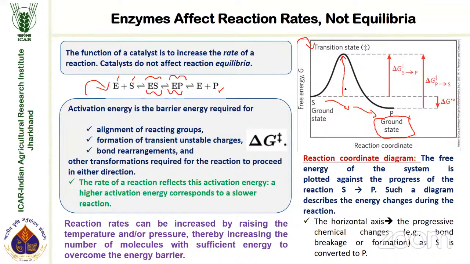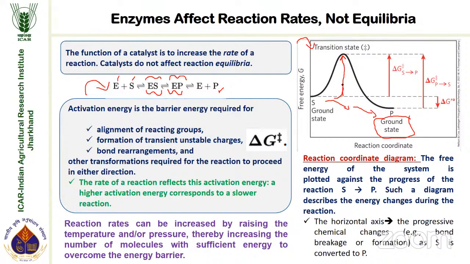To acquire this activation energy, from here to here, the substrate needs to gain that energy. How can it gain it? Basically, the activation energy is gained from the environment. A substrate in an environment is exposed to temperature, pressure, and various chemical interactions, and these lead to a gain in energy.